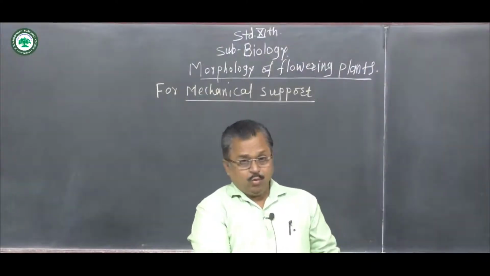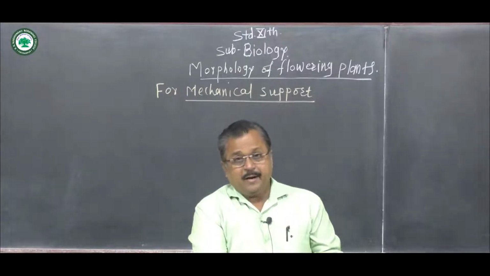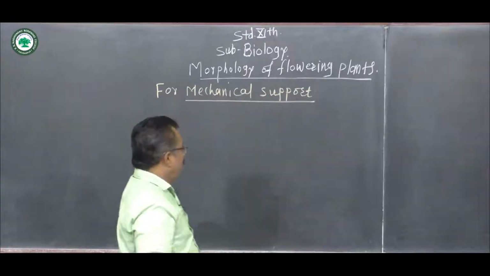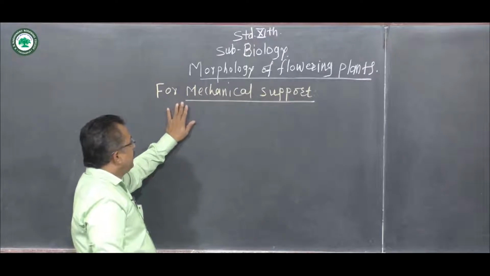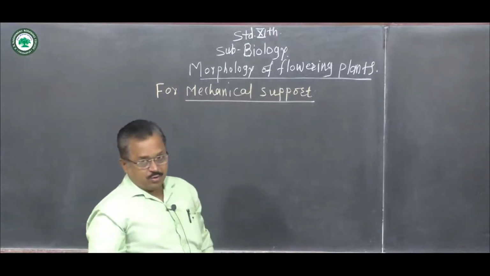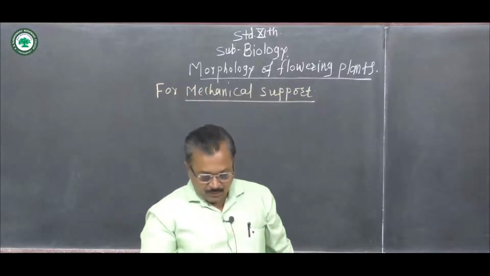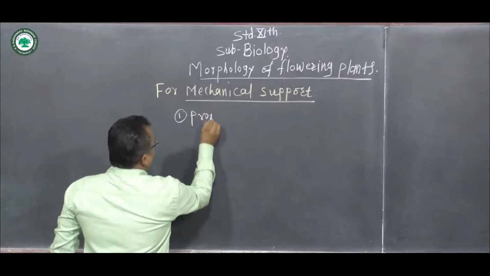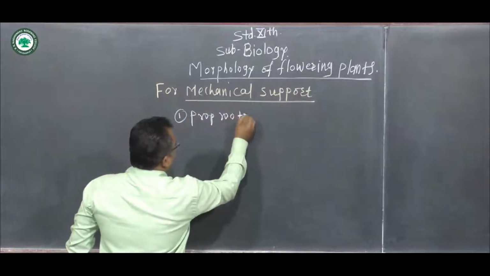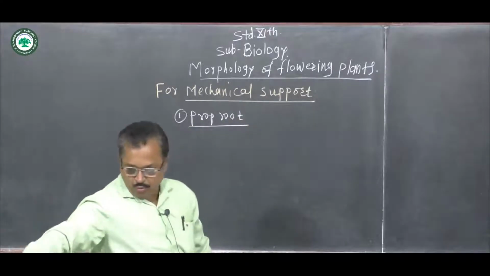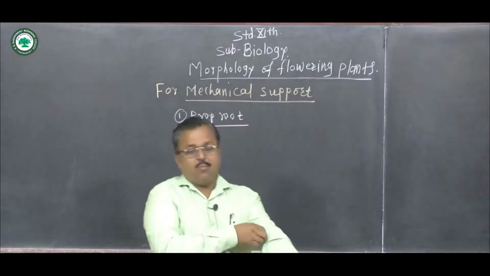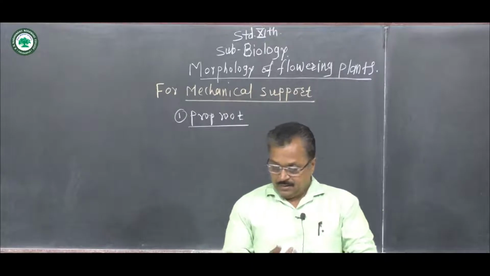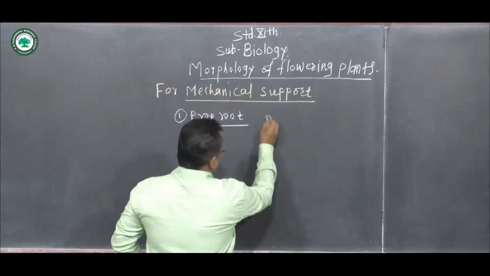The modification of root, that is taproot and adventitious root for food storage. Then the next type of root is for mechanical support. For example, prop roots. The prop roots arise from horizontal branches of trees, like the banyan tree.